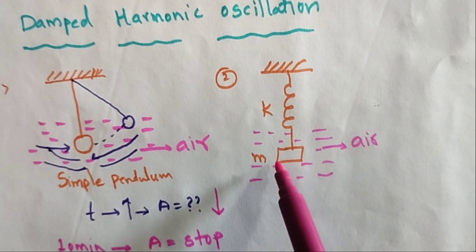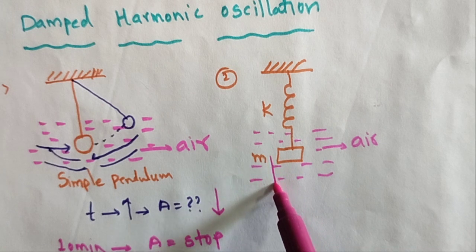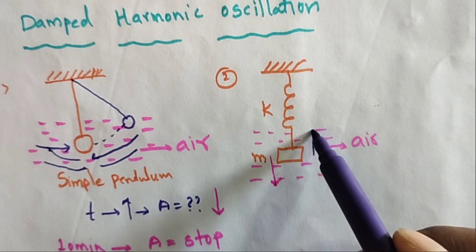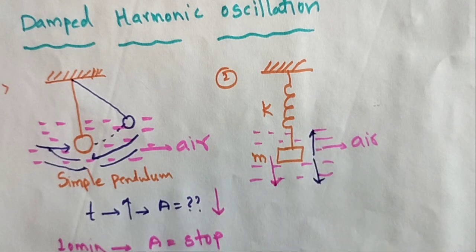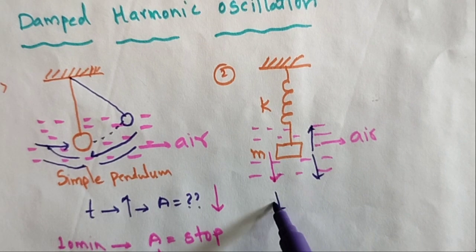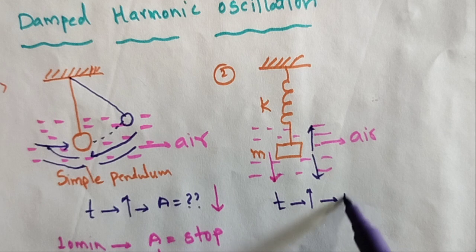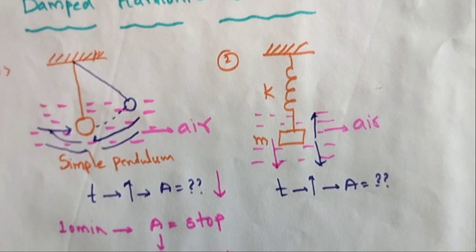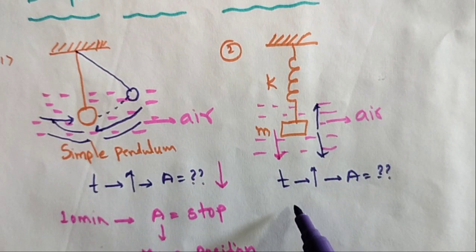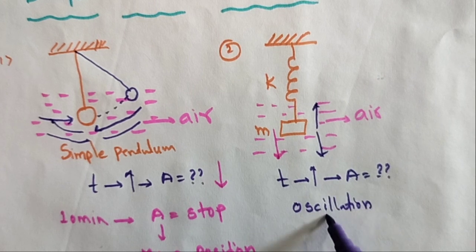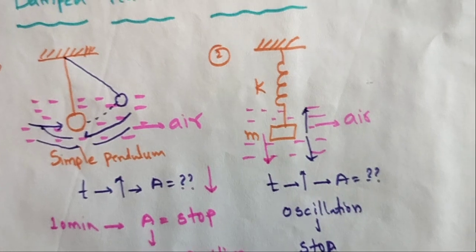When this spring is pulled down and released, it automatically moves up and down about a mean position. The same thing here: as the time increases, what is the amplitude of the oscillations of the spiral spring? After some time the oscillations will stop.